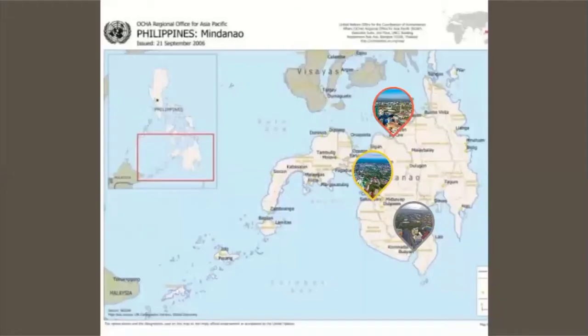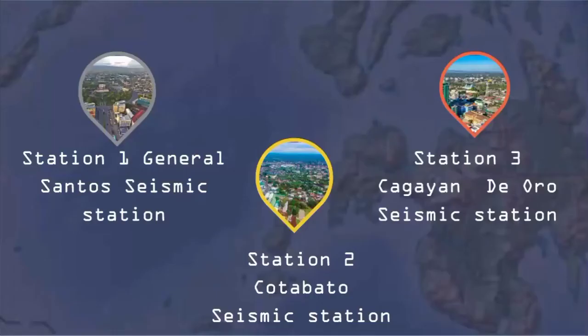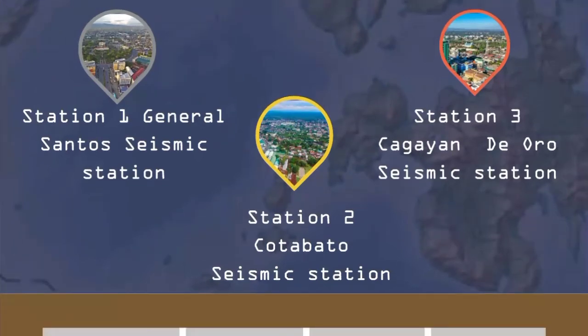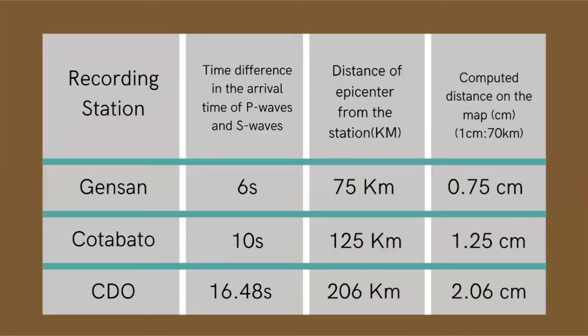As you can see right here, we have the located points of the stations. The first station is the General Santos Seismic Station. Second is the Cotabato Seismic Station. And the third one is the Cagayan de Oro Seismic Station. Now let's look at the graph. Right here, these are the seismic stations: Jensen, Cotabato, and CDO.